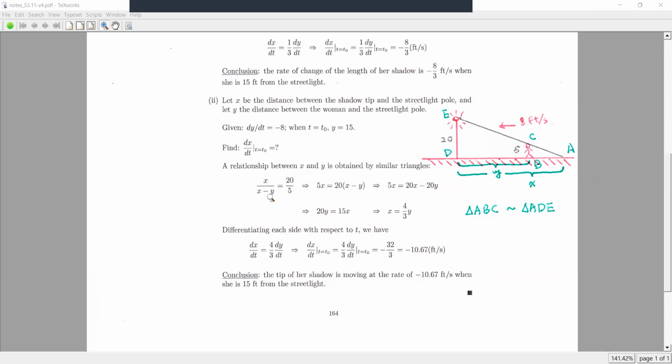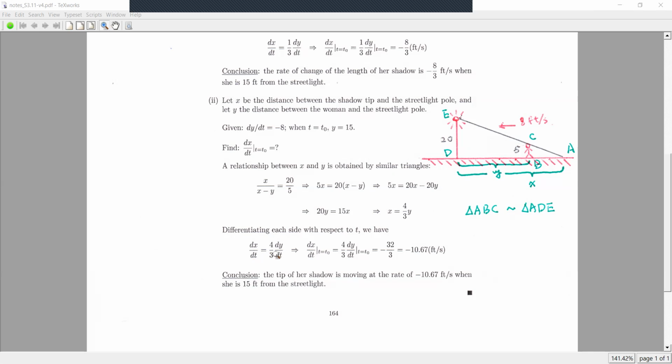Simplify this equation. Move x minus y to the right side and move 5 to the left side. Then I have this equation. Distribute 20 to x and to y. I have this equation. Cancel 5x from both sides. I have this equation. Divide the equation by 15. Then I have this equation. Now, take the derivative on both sides. Then I have this equation.